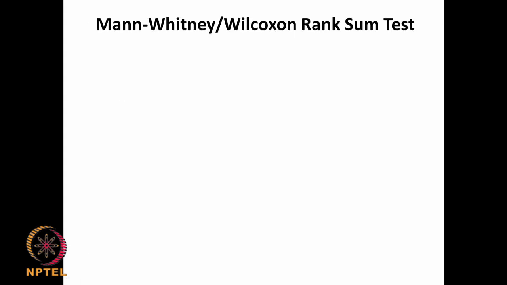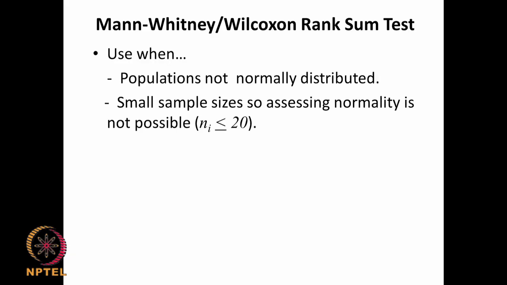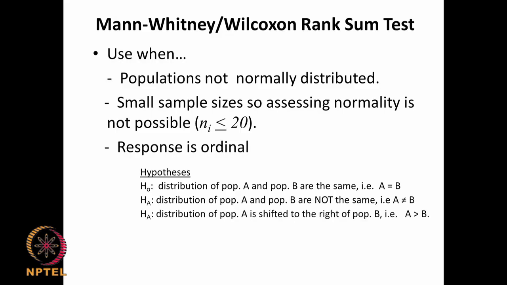So let us look at the Mann-Whitney Wilcoxon rank sum test. When do you use it? When the populations are not normally distributed, the sample size could be small so it is very difficult to assume them as normal, or the response is ordinal, that means integer type response. The null hypothesis, H naught, concerns the distributions of population A and population B. The null hypothesis could be that A is equal to B.